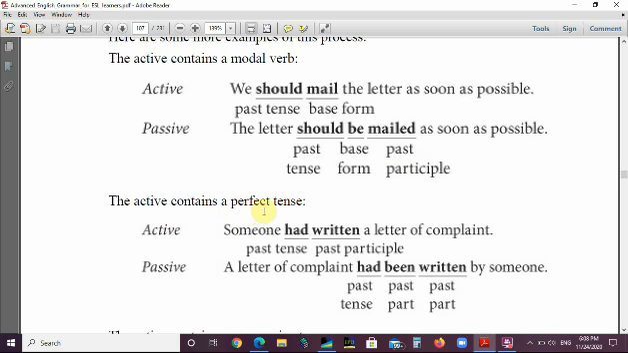The active contains a perfect tense. In this example, someone had written a letter of complaint, the object here. Had, past tense, because had is the past of has or have, been, past participle of verb to be, written, past participle.